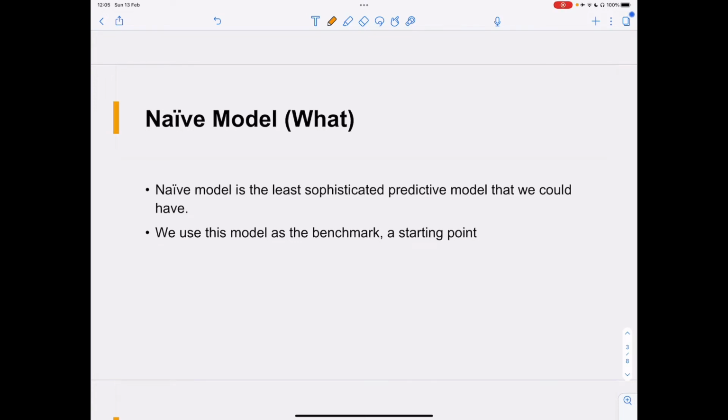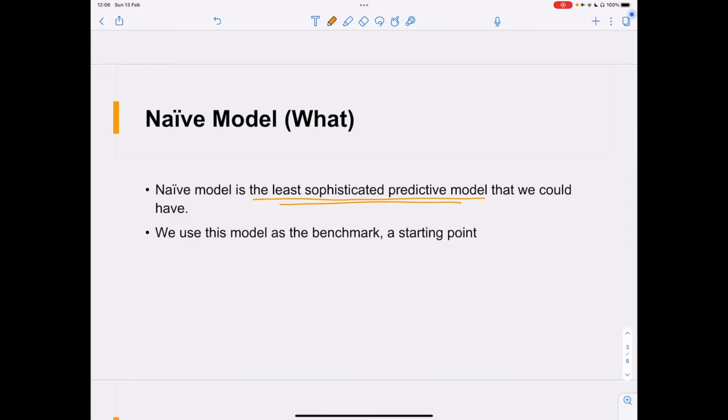What is a naive model? A naive model is the least sophisticated predictive model that we could have. The simplest one, the one that needs no machine learning, advanced machine learning, or even intermediate machine learning, or even a beginner level of machine learning. You will see how simple this model is.